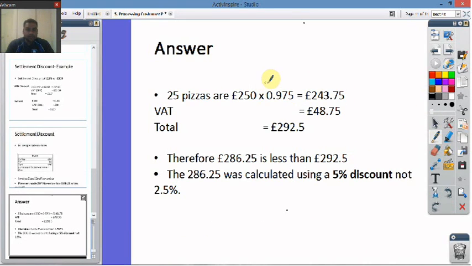So let's have a look at the answer. You take 2.5% away from 100%, which gives you 97.5%. 250 times that will give you 243.75. The VAT on that will be £48.75. The total will be 292.50. So 286.25 is less than 292.50. 286.25 was using a 5% discount. Obviously they applied too much discount, so you need to tell the buyer to pay up.